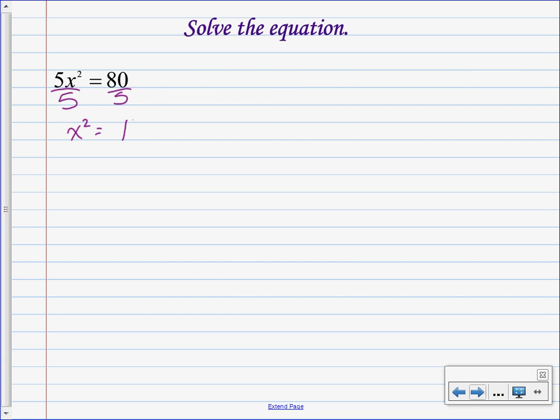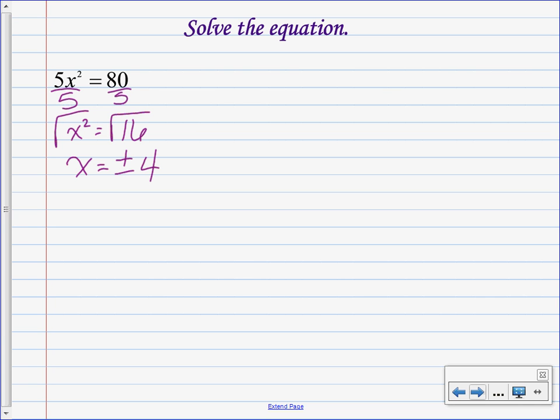16. And then how do I get rid of a square? How do I undo a square? I square root it. Yep, and if I'm going to square root one side, I have to square root the other side. And x is going to equal what? Wrong. It's going to equal plus or minus 4.